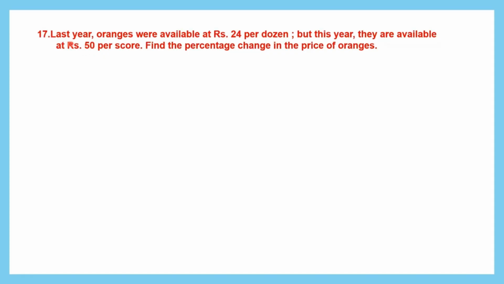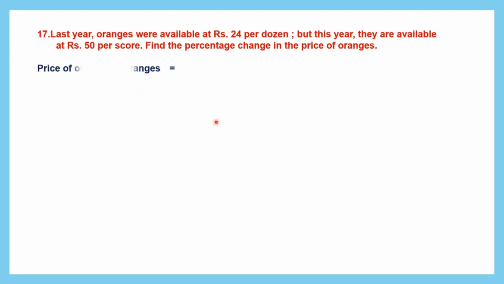Question 17. Last year, oranges were available at rupees 24 per dozen, but this year they are available at rupees 50 per score. Find the percentage change in the prices of the oranges. That means here first we have to find the price of one orange for last year. Now this year also we have to find the price of one orange. Once we find the price of one orange, then we can see whether it has increased or decreased and then find the percentage change.